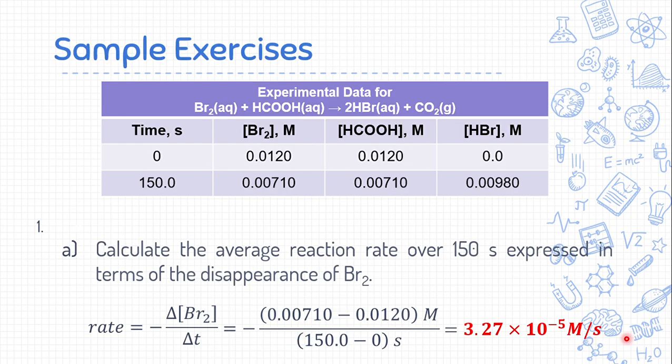So the reaction rate, or we could also say that bromine gas disappears at the rate of 3.27 times 10 to the negative 5 molar per second.